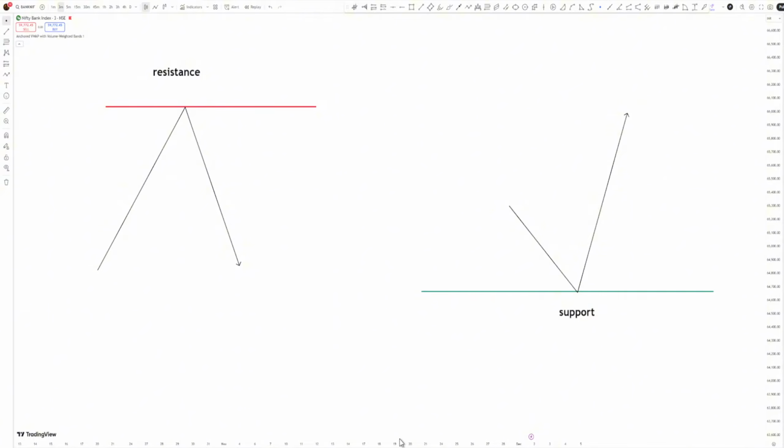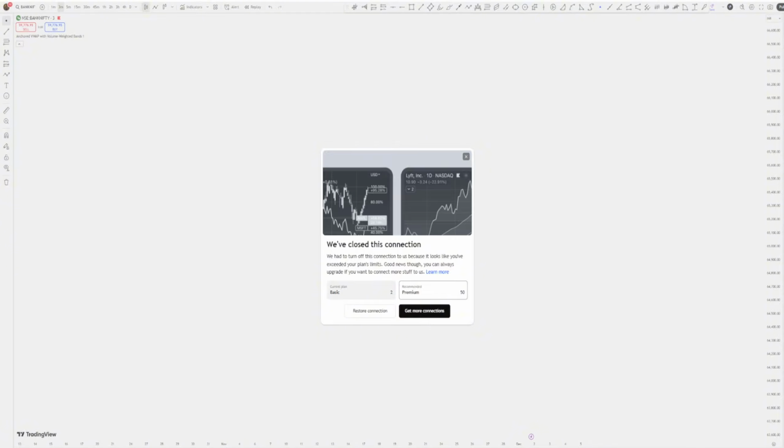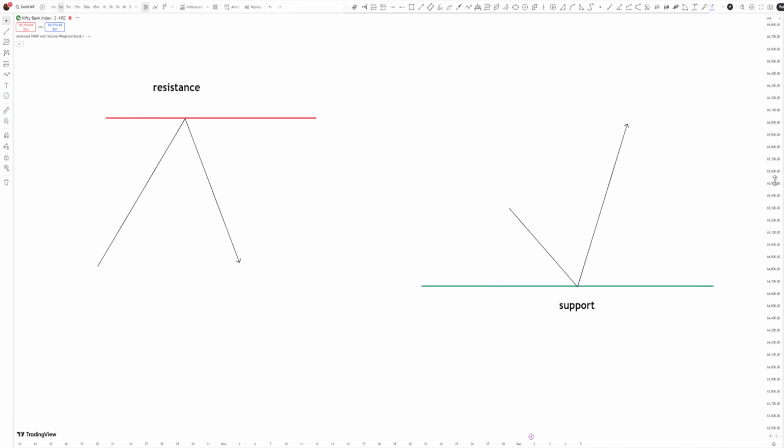Now, what are support and resistance? Support is a level where demand is strong enough to overcome supply, causing the price to stop falling and potentially reverse upward, right? Okay, now since we have talked about support, we will talk about resistance now.